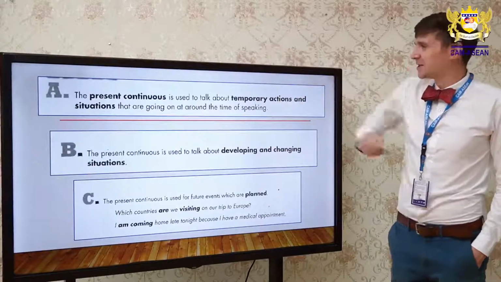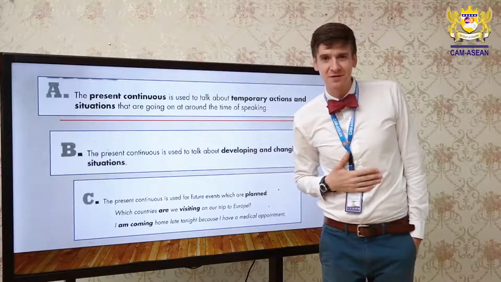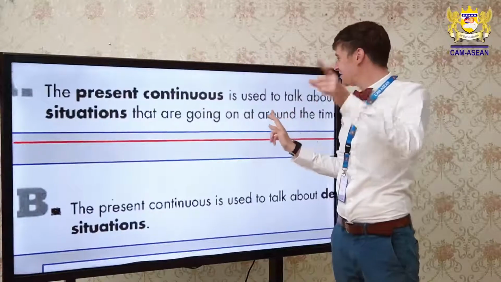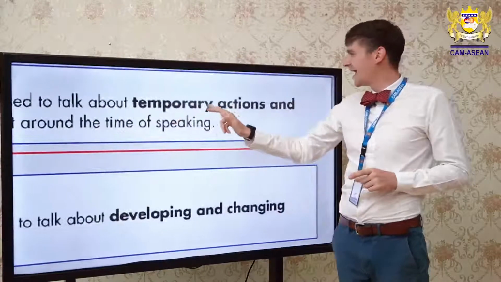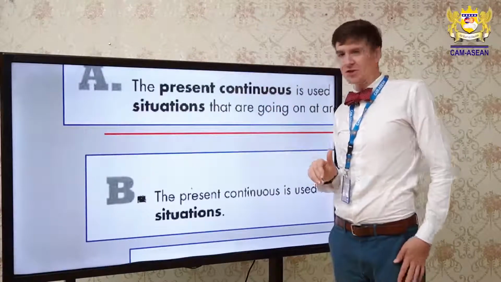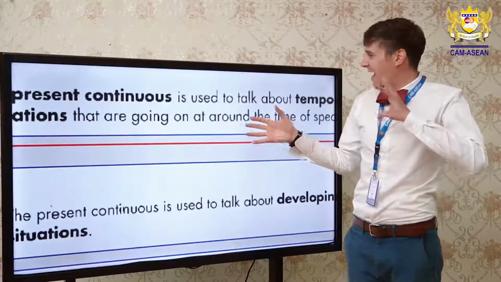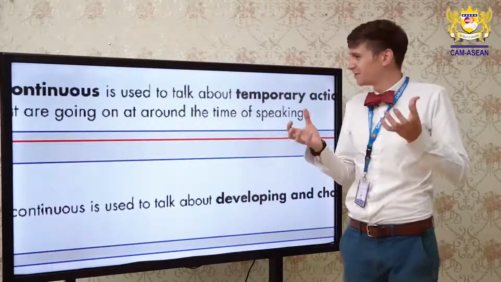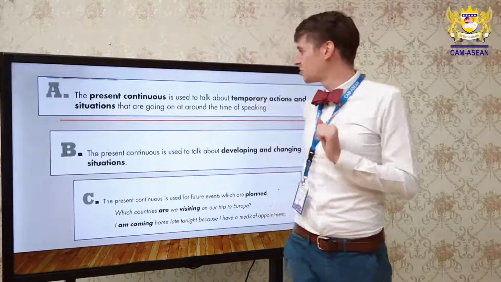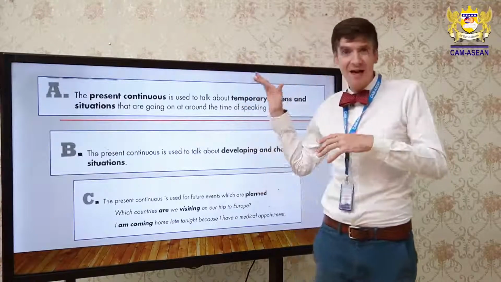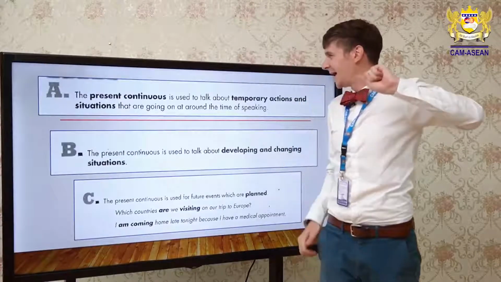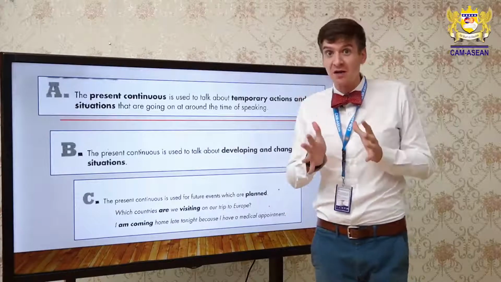So we have present continuous in 3 different situations. The present continuous is used to talk about temporary actions. Temporary actions or situations that are going on at around the time of speaking. Like, they're going on now. So they're temporary actions and situations, going on at the time that you're talking or writing about it. Okay, that's number 1. A temporary action or situation that is going on at the time of speaking.